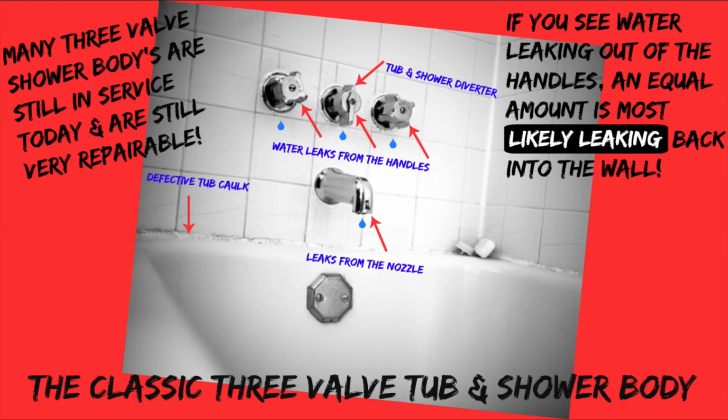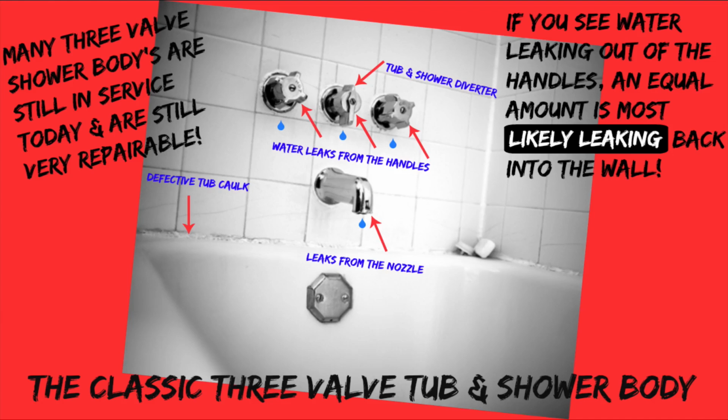The things I look for here are obviously the water when you turn on the handles, water leaking out of the handles. And for sure, I can almost guarantee you that whatever you see leaking out of the handles into the tub, there's an equal amount going back into the wall. And that'll also happen when you turn the tub diverter nozzle up or down. You'll have leaks from the nozzle, and that will indicate an internal problem with the faucet.